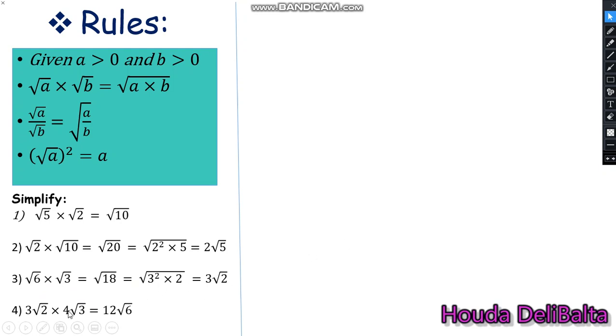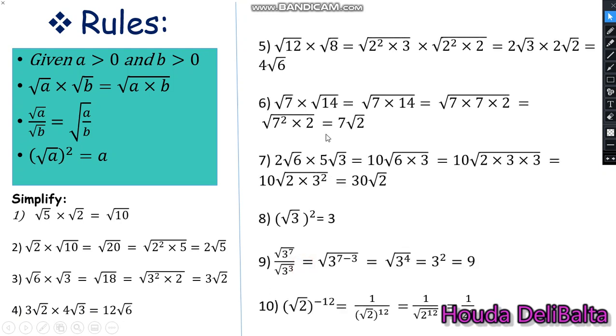Here I have 3 radical 2 times 4 radical 3. 3 times 4, we multiply the numbers together and the radicals together, so we get 12 radical 6. And here are more examples. For example, if I have radical 12 times radical 8, I can decompose radical 12 as follows and radical 8 as follows. I can carry out 2 squared times 3 as 2 radical 3, and this can be carried out as 2 squared times 2. It's carried out as 2 radical 2, and finally we multiply the numbers together and the radicals together.